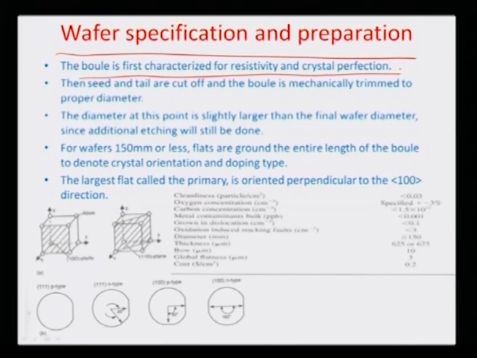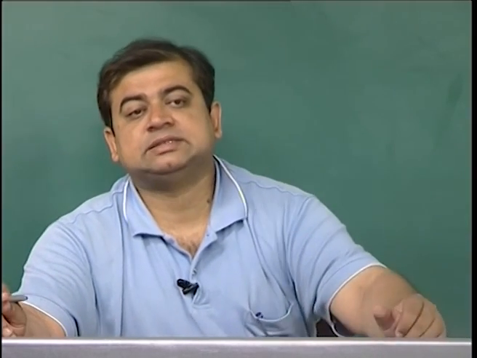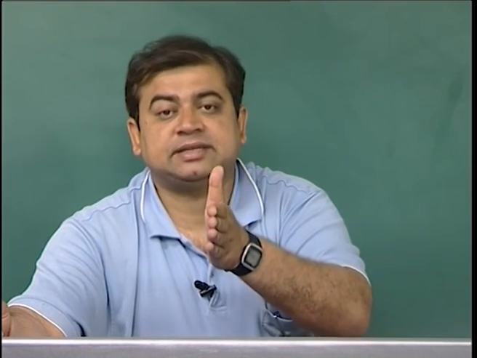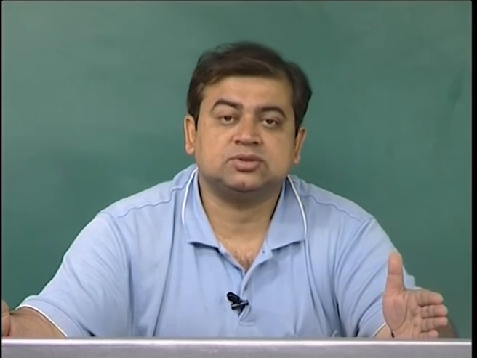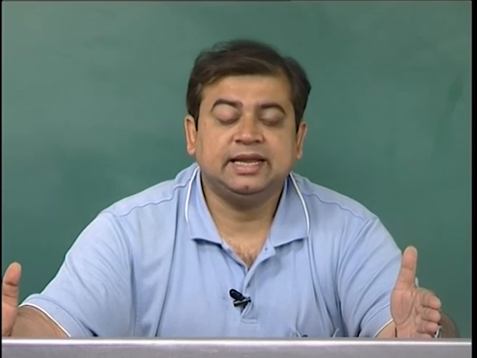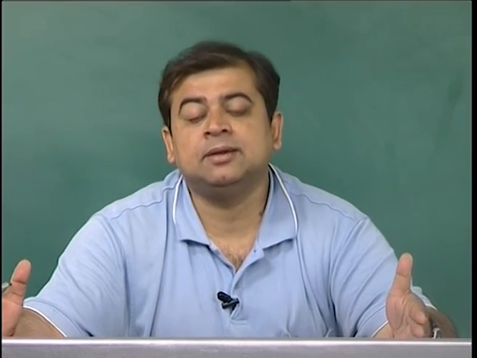Okay. So for wafers 150 mm or less, flats are ground through the entire length of the boule to denote crystal orientation. So if you have 100 direction, you will have that flat pointing out as a plane perpendicular to indicate the perpendicular direction as the direction of growth of the particular crystal. So most of the silicon wafers that you get from industry would have one or two cuts indicative of certain specifications, particularly growth related specifications of the silicon wafer.